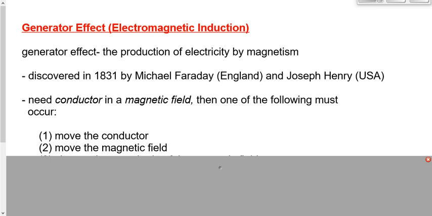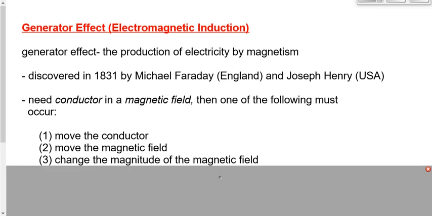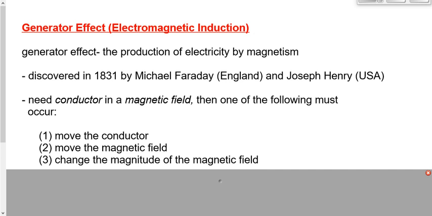Now the third one, which we're going to mention, but we don't talk about a whole lot in Physics 30, you could change the strength of the magnetic field as well. So keep the magnetic field stationary, keep the conductor stationary, and just simply change the strength of the magnetic field. It's these two that we're concerned about in Physics 30, though. Conductor, magnetic field, move one of them. Doesn't matter which one. Move one of them, and that's going to generate an electric current.